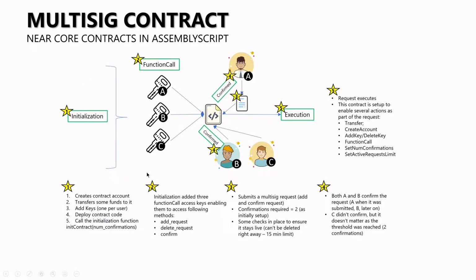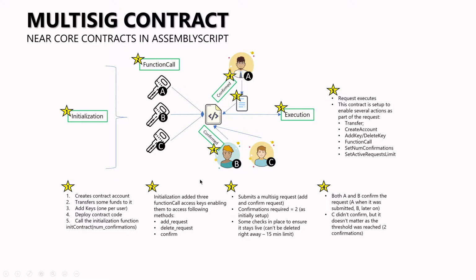So that's step 1. Step 2, when we did the initialization, as I mentioned, we added 3 function call access keys, and we gave them permission to access these 3 methods on the contract: the add request, delete request, and confirm. There are other methods that we could add, such as add request and confirm, which puts the add request and confirm into one step. But for this example, we'll separate them out into these 3.